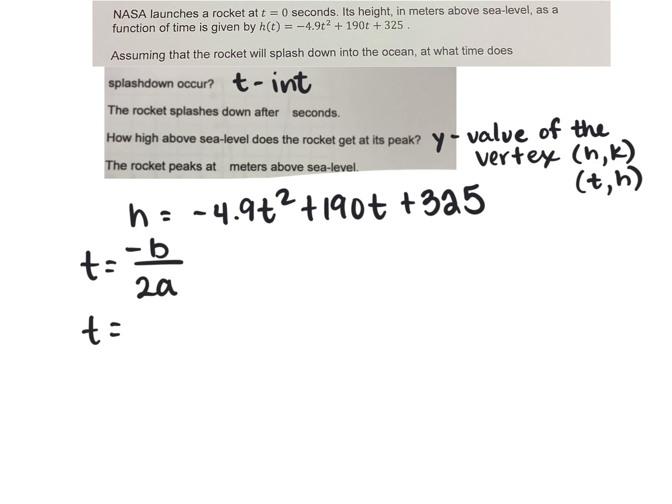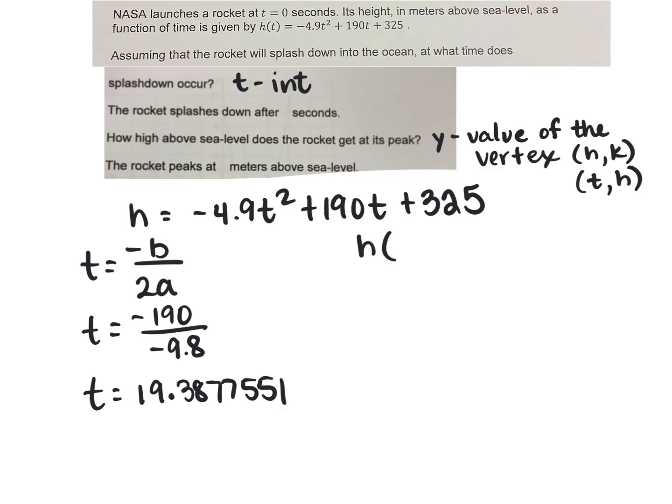So this is equal to negative 190 divided by negative 9.8, which gives us a time of 19.3877551. So that's how long it takes to reach its peak, which is approximately halfway from the splashdown. And then to find the actual maximum height, you'll do h of that time.